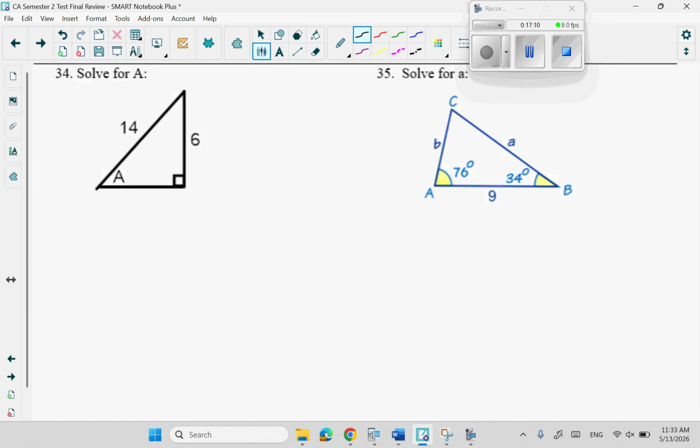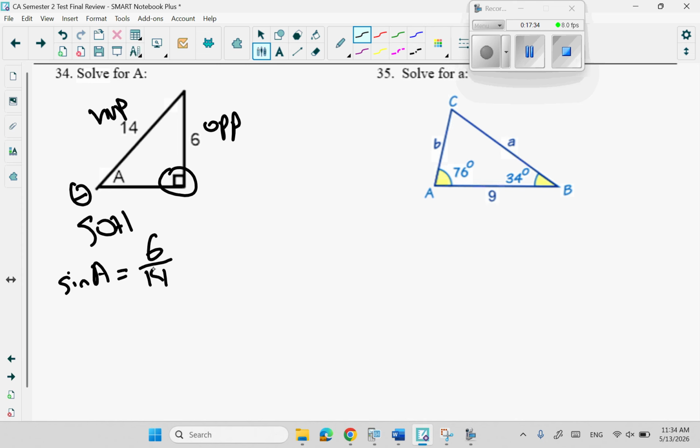Solve for A. A is right here. Thankfully, it's a right triangle, so I can use SOHCAHTOA from the perspective of A being my theta. 6 is my opposite, 14 is my hypotenuse, which trig ratio uses opposite and hypotenuse? That would be sine, so I get sine of A equals 6 over 14.